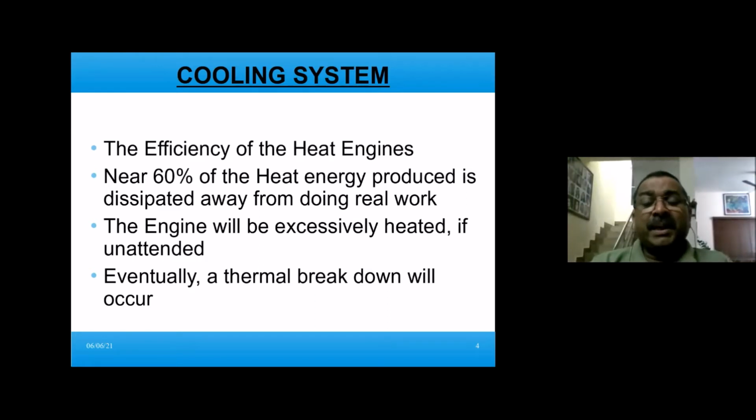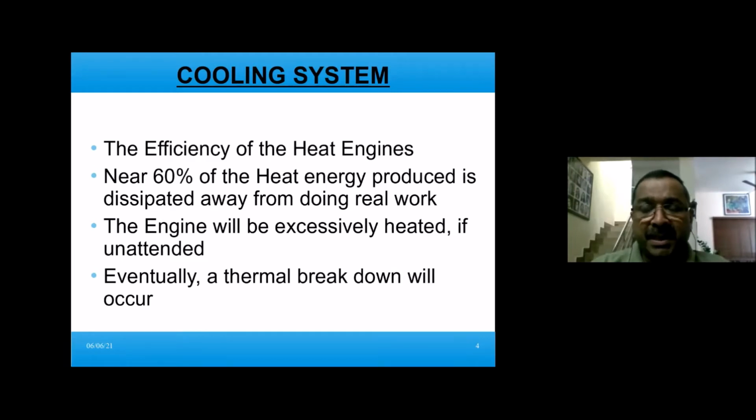Actually, heat engines are very, very low efficient engines, and their efficiency is less than 40%. 40% of the input is converted into real work in a heat engine, and nearly 60% of the heat energy produced in the heat engine is dissipated away without doing real work.